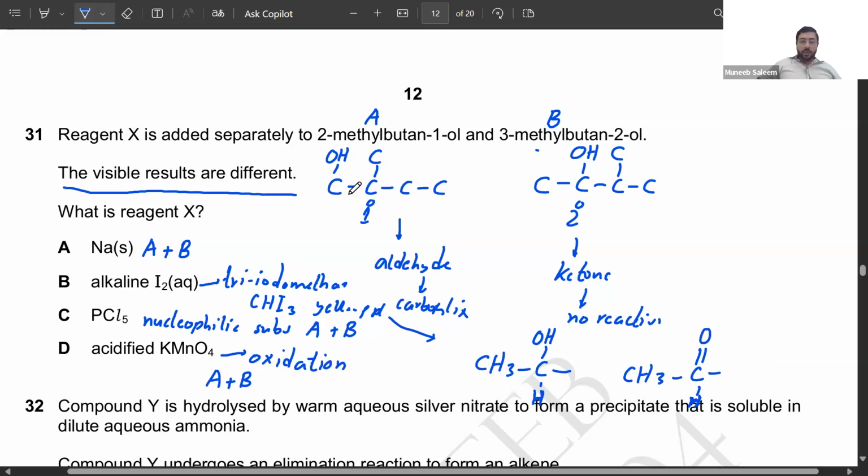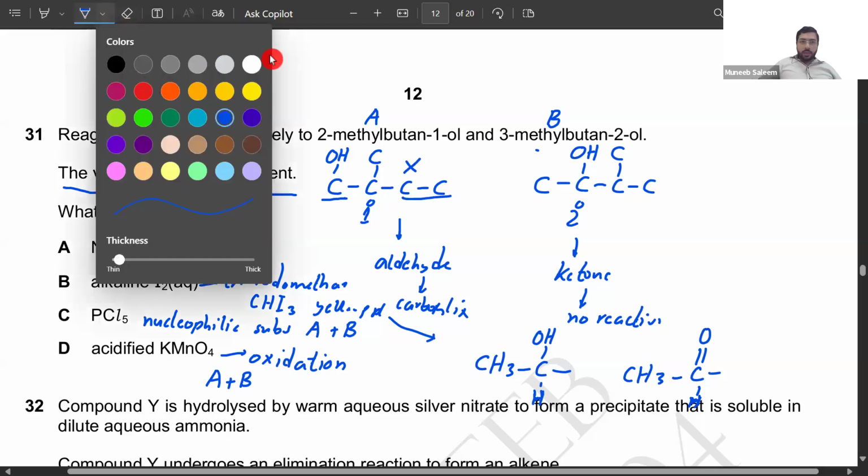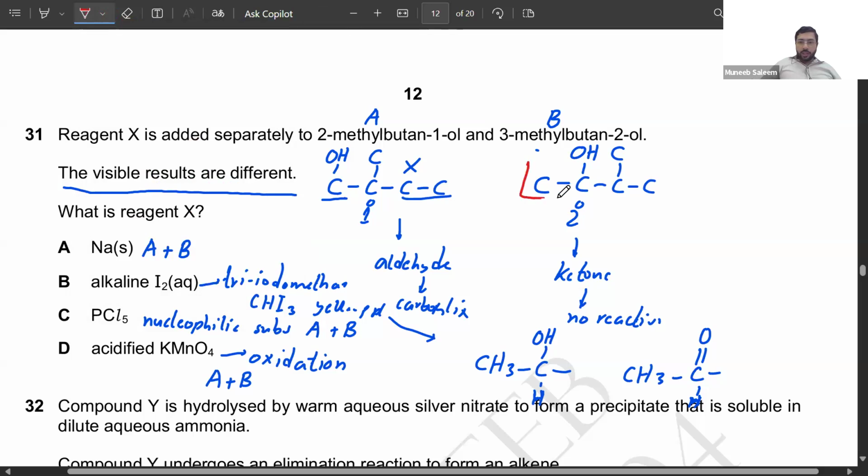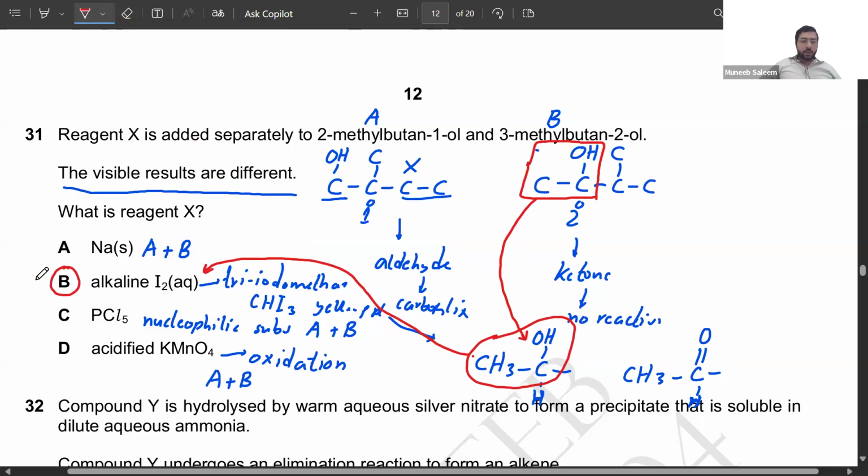Now, if we look at compound A, then we do not see this part, CH3CHOH, because this is CH3CH2 and this is CH2OH. So A cannot give this reaction with alkaline I2. However, compound B does contain this group. We have CH3 and then the CHOH part present over here, which totally resembles this part. So this part is present, which means it can react with alkaline I2. So that's why B is the correct option.